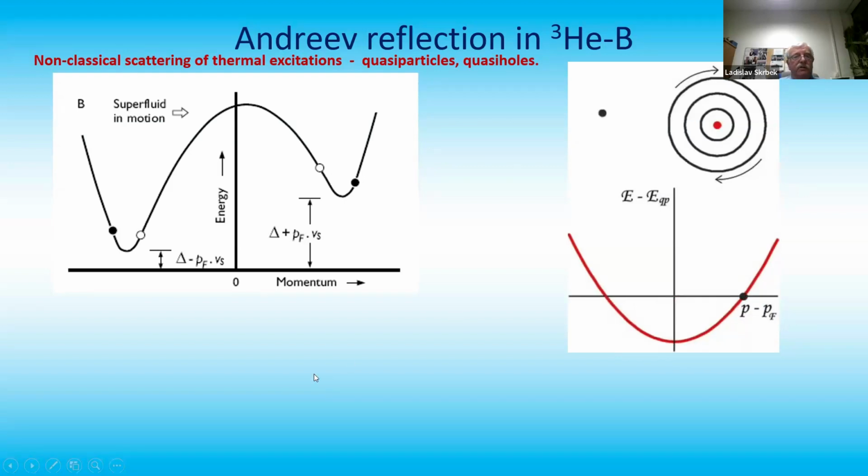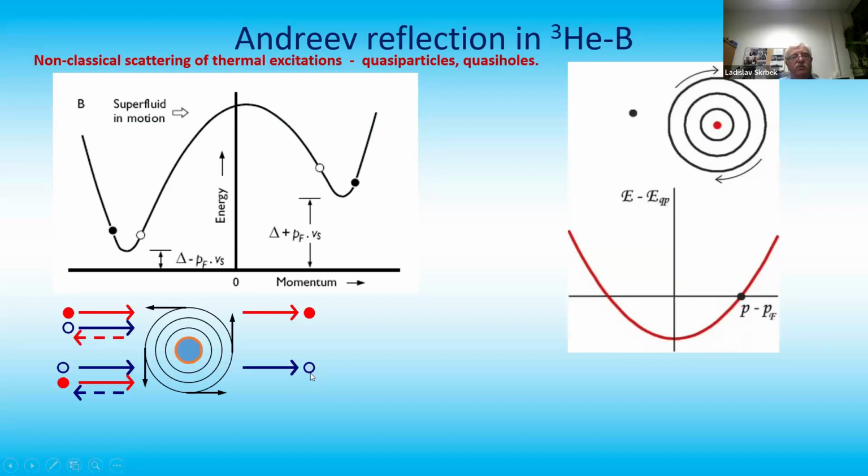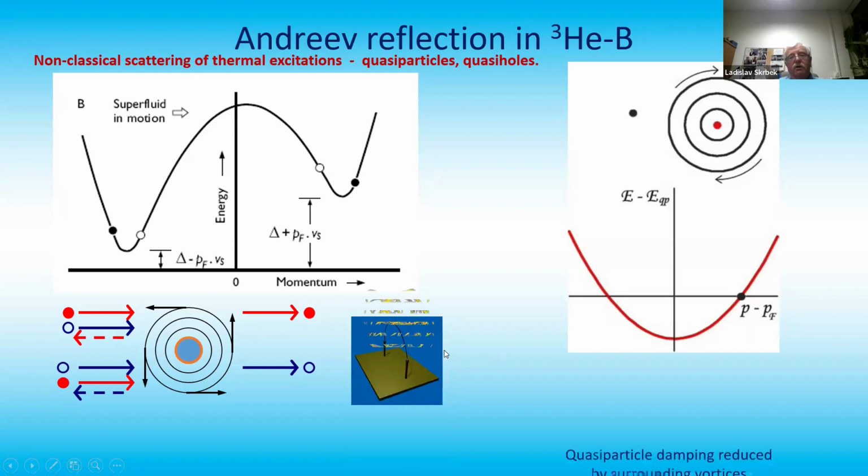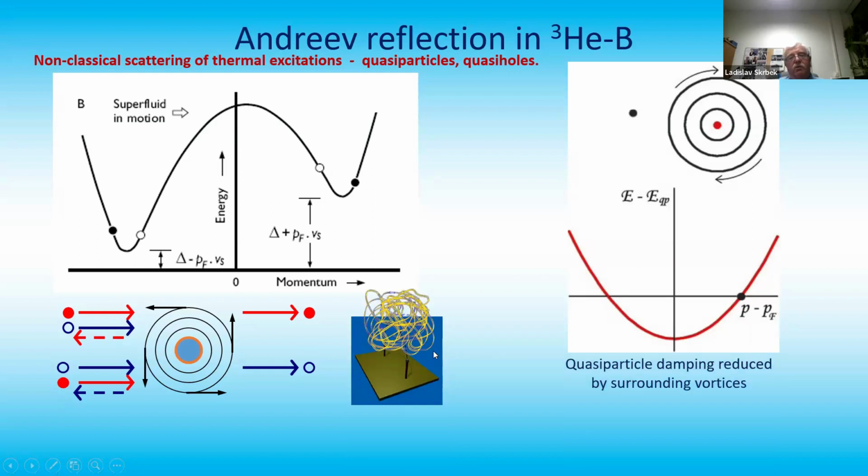And because of that, if you have some quasi-particles, they can make it through one side of the quantized vortex, but a quasi-hole cannot do it on the other side of the vortex. So if you have such a moving wire surrounded by some quantum turbulence, the quasi-particle damping is reduced by the surrounding vortices, and you can measure the amount of quantized vortices in the vicinity of such a wire.